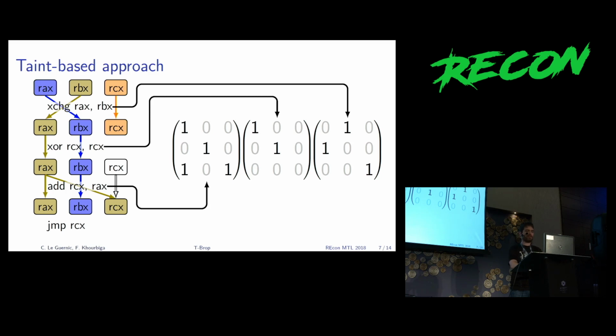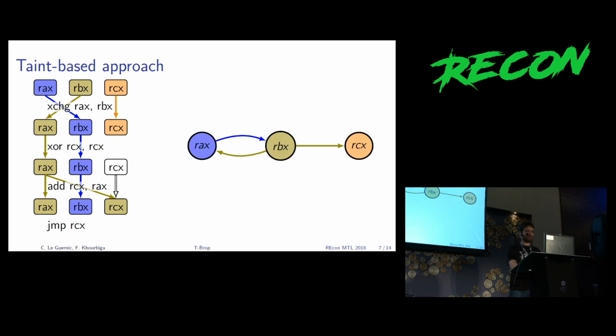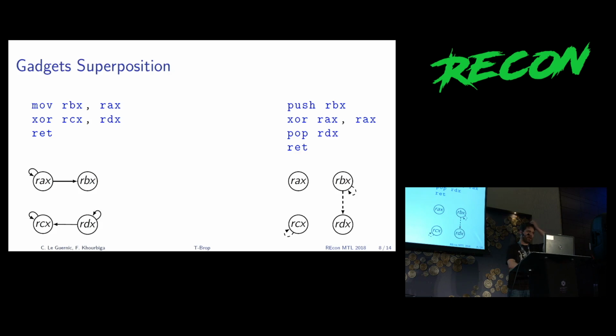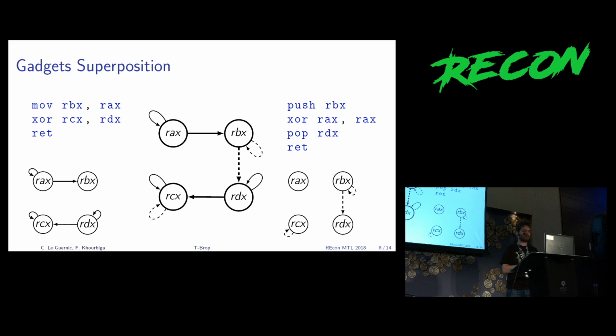But these arrays and matrices are also equivalent to graphs. So we can represent the taint propagation with this simple graph. RAX goes to RBX, and RBX goes to RAX and RCX. And what's nice about this representation is that we can do gadget superposition. So let's consider these two gadgets. On the left, we have a gadget with its graph. On the right, another gadget that does a push pop, which gives us a dependency between RBX and RDX. And if I overlay the graphs of the two gadgets, I get this graph.